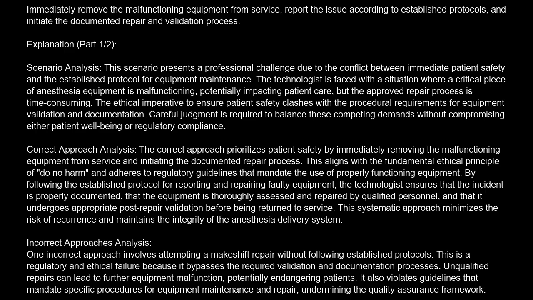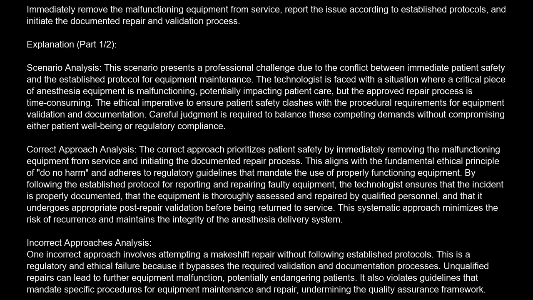This scenario presents a professional challenge due to the conflict between immediate patient safety and the established protocol for equipment maintenance. The technologist is faced with a situation where a critical piece of anesthesia equipment is malfunctioning, potentially impacting patient care, but the approved repair process is time-consuming. The ethical imperative to ensure patient safety clashes with the procedural requirements for equipment validation and documentation. Careful judgment is required to balance these competing demands without compromising either patient well-being or regulatory compliance.